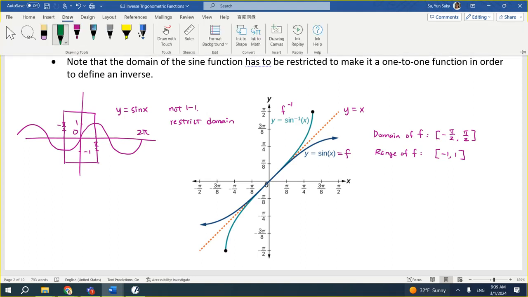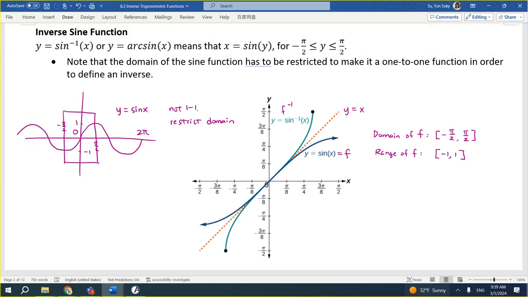Now let me use orange color. Look at the inverse function. So the domain of the inverse function. Because the inverse function flips the x and y, the domain of the inverse function is the same as the range of the function. You see? The light blue, look at the domain. From here to here, that is actually from -1 to 1. Is that okay, everybody? So -1 to 1 is the same as this.